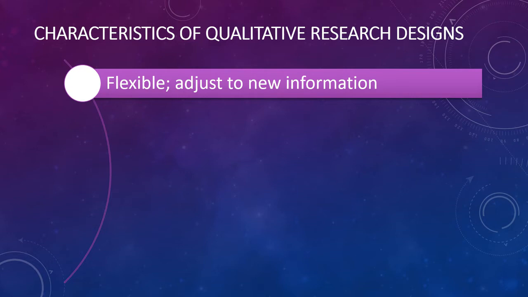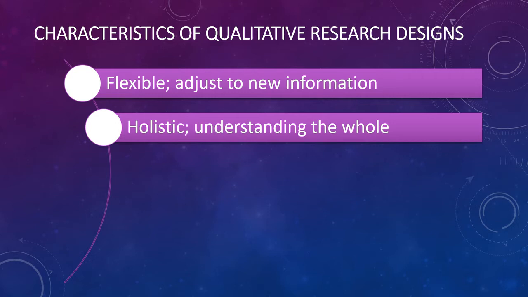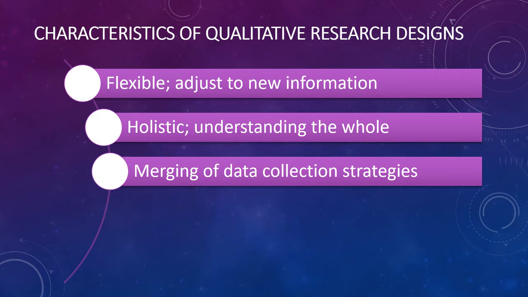If there's some new information, then we need to be able to adjust our design, our processes and procedures based on new information. There's holistic understanding, as a whole. And sometimes there is a need to merge different data collection strategies. For example, you're doing an interview right now and you think you need to do maybe a focus group discussion, or you need to also do observation while you're doing the focus group discussion. So sometimes there's an intermingling of data collection strategies when you're doing qualitative research.